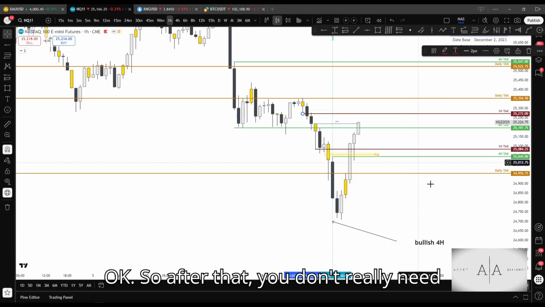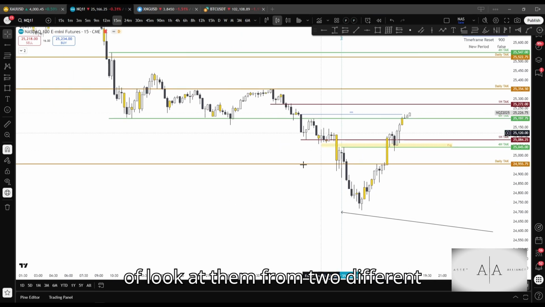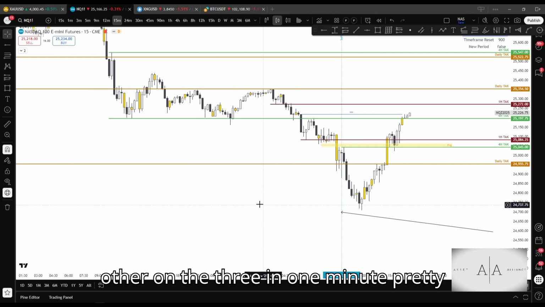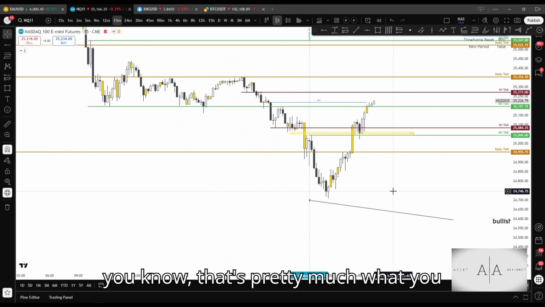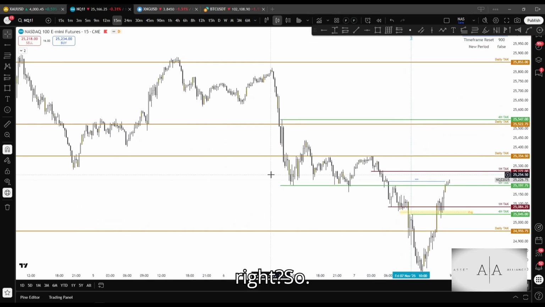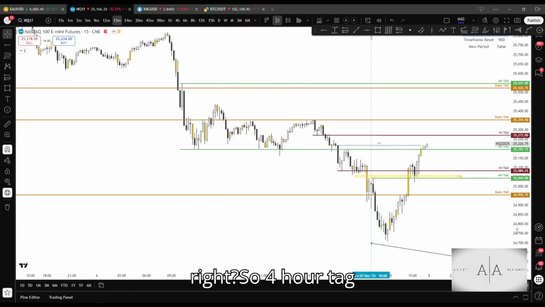Okay. So after that, you don't really need to mark them out anymore. You just kind of look at them from 2 different screens. One screen on the M15 and one other on the 3 and 1 minute pretty much. You just want to see some sweeps. You know, that's pretty much what you want to do. You want to see some sweeps, right? So let's look at what they gave us, right?